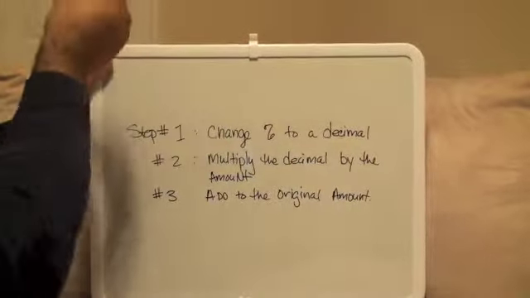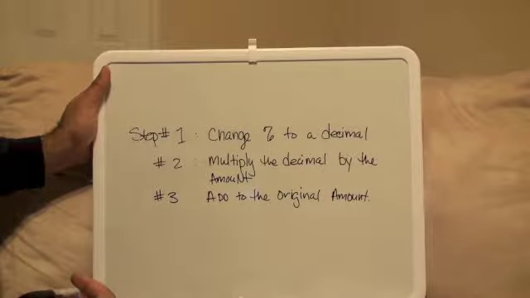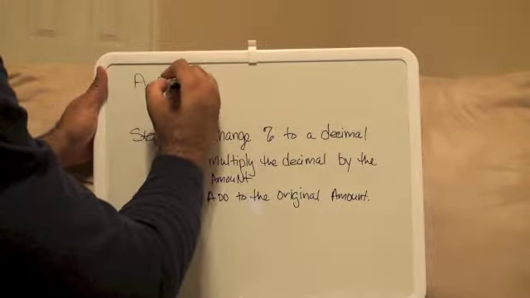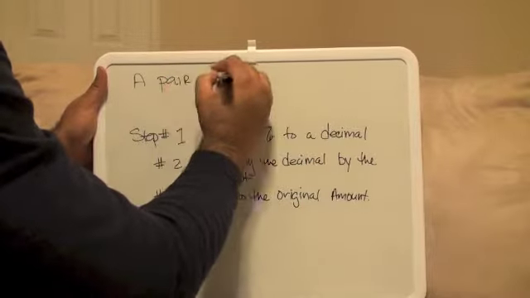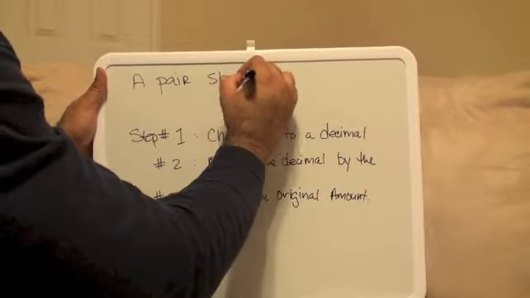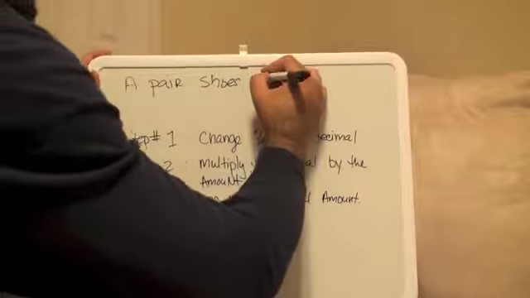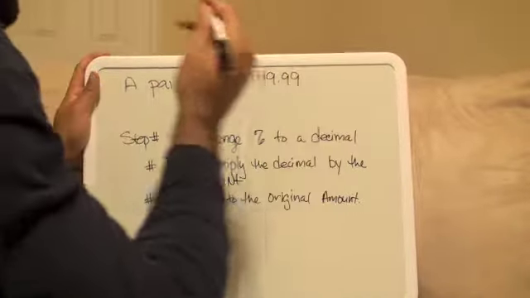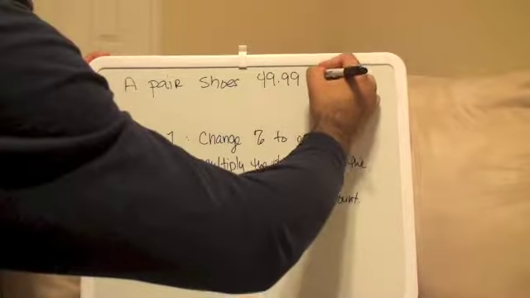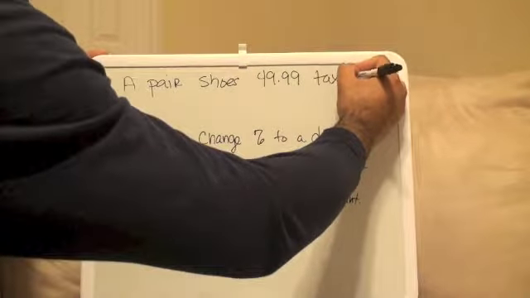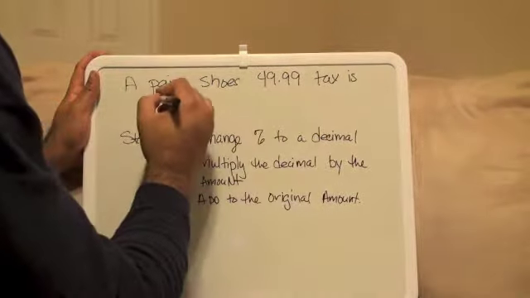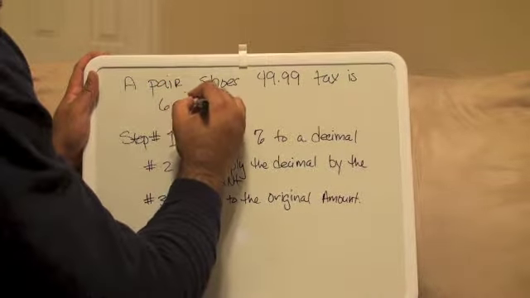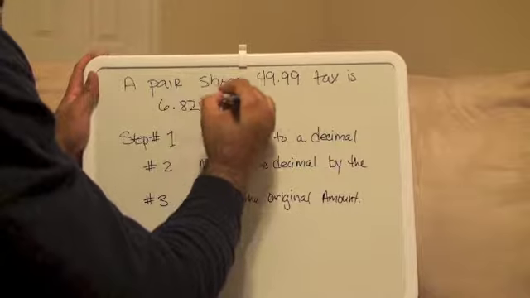We have a pair of shoes. Let's say a pair of shoes costs $49.99. And tax is 6.825%.